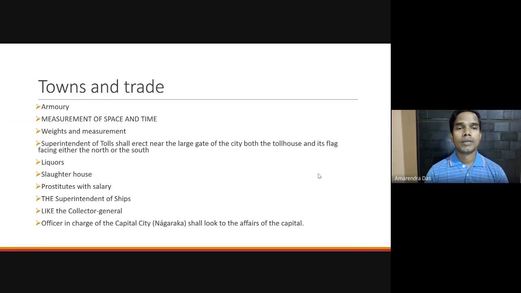So there was a superintendent of tolls, and they used to collect tolls. Why is this described? Because when trade is taking place and commodities are moving from one kingdom to the other, or from one town to the other, there used to be a large gate and a toll house, and that toll used to be collected by the superintendent of tolls.